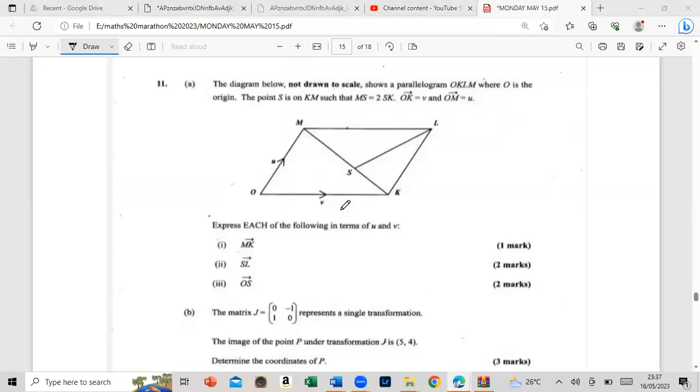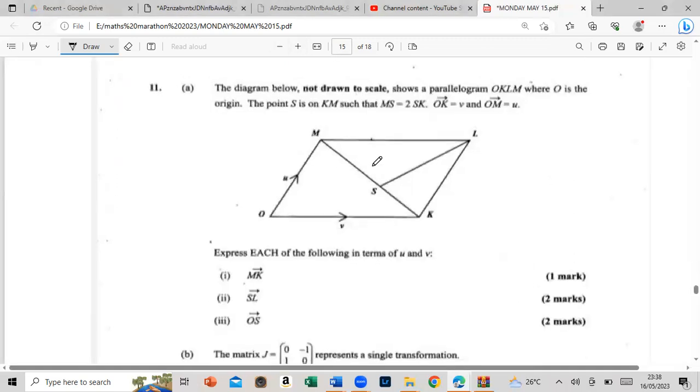All right, now we're asked to do the vectors question. It says the diagram below, not drawn to scale, shows a parallelogram OKLM where O is the origin. So here is the point 0, 0. The point S is on KM such that MS is equal to 2SK. So the ratio is going to be 2 to 1, which is the length.